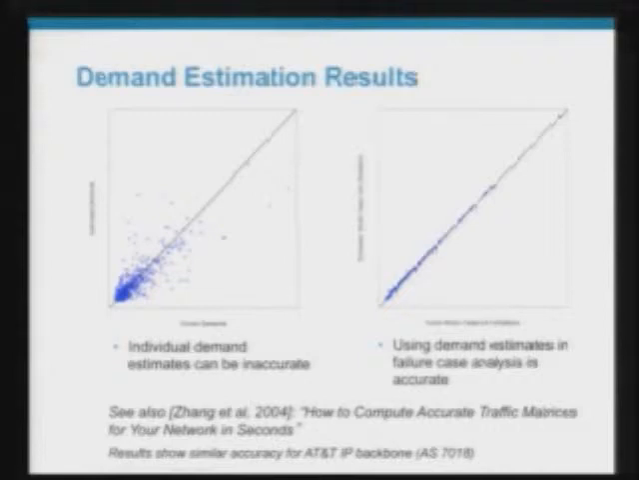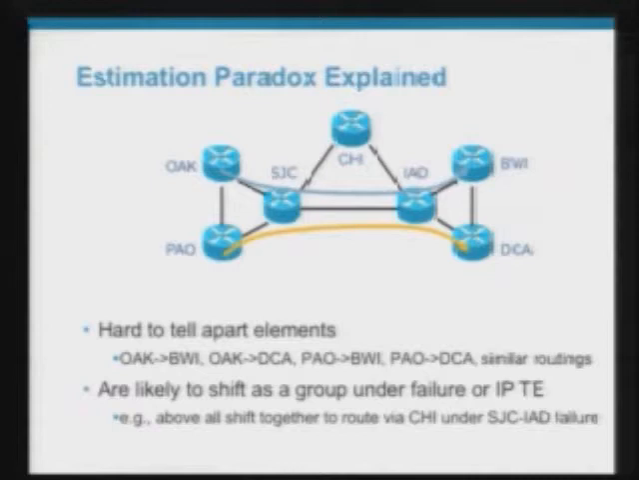But what's amazing is that for the purposes of failure analysis, just for those purposes, if you take the estimated demands that are wrong and you do failure analysis on them, you get pretty good results. And that's summarized on this right-hand plot. The right-hand plot is failure worst-case link utilizations using the known traffic matrix on the x-axis, and on the y-axis is using the estimated ones. And those come together very, very well. This paradox is explained by the fact that even though you can't tell the A and Bs apart, Oakland to Baltimore versus Palo Alto to Dallas, when there's a failure between the San Jose and Dallas link, both of those demands reroute together through Chicago. Okay? And that's the crucial insight.